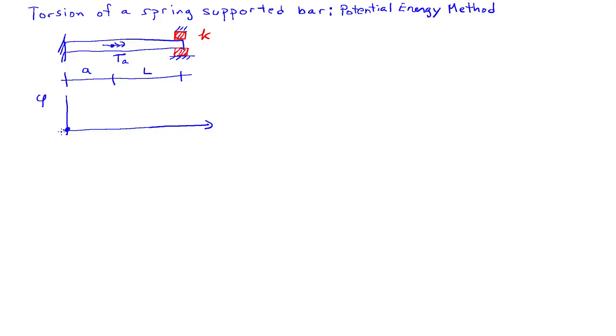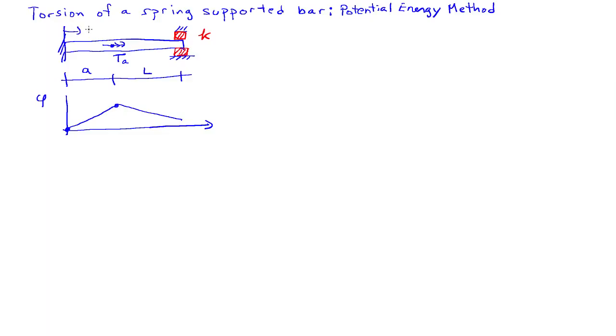be 0 at z equals 0. It's going to take on some value at z equals a, and between those two points it has to be linear because there's no distributed torque there. Likewise, all the way out to the end support, it also has to be linear because there's no distributed load between z equals a and z equals L.